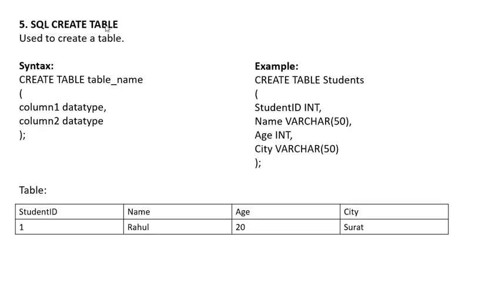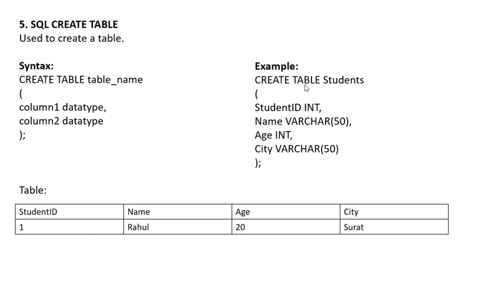Fifth is create a table, which is used to create tables. The syntax is CREATE TABLE table_name, and inside the brackets column1 data type, column2 data type, and at the end close the brackets and add a semicolon.